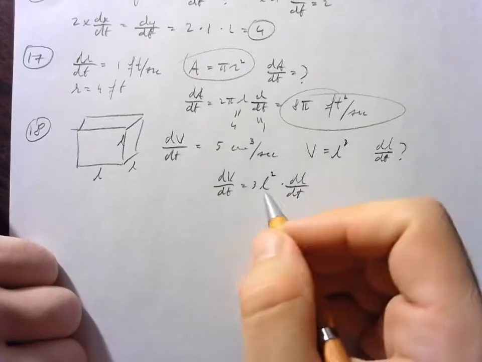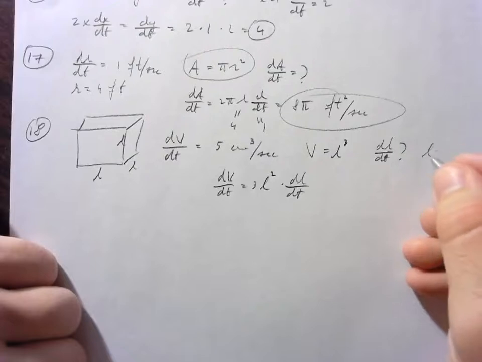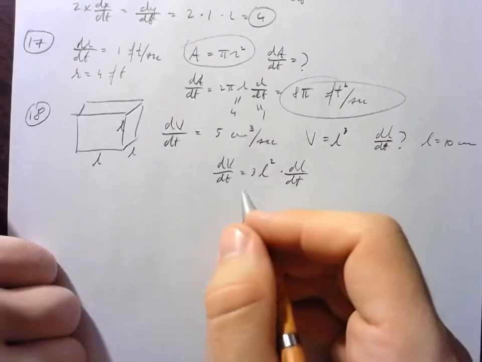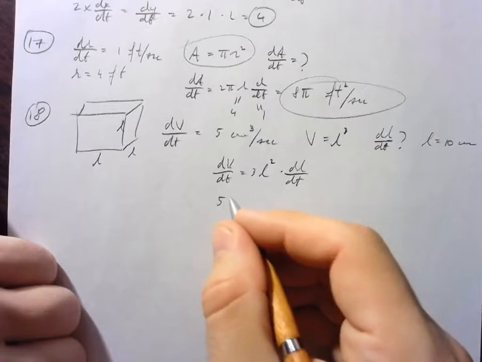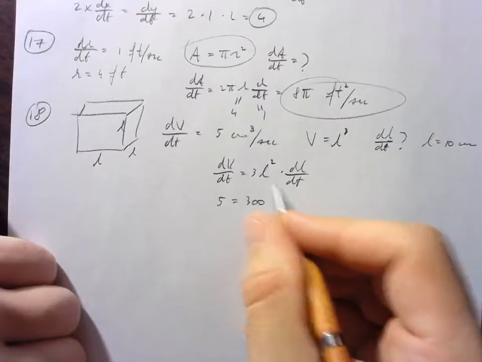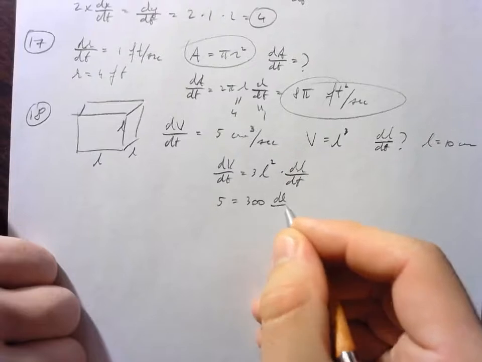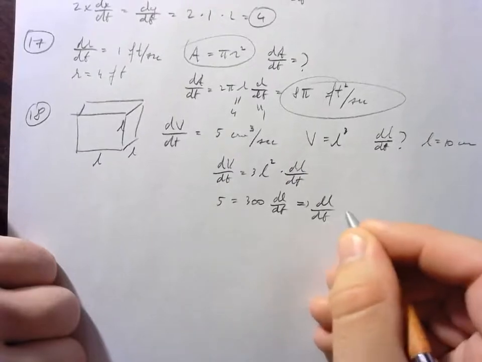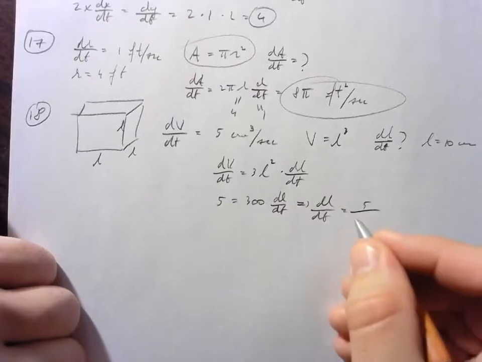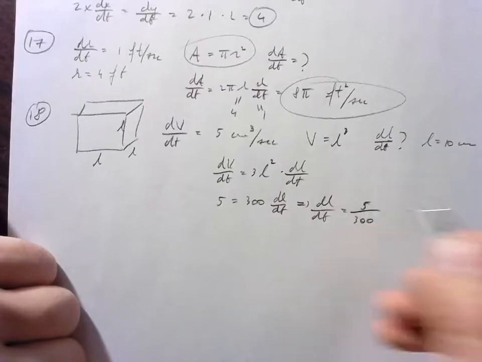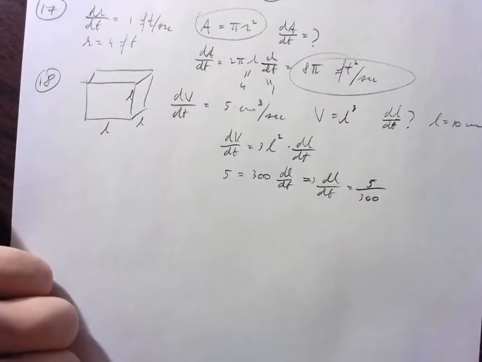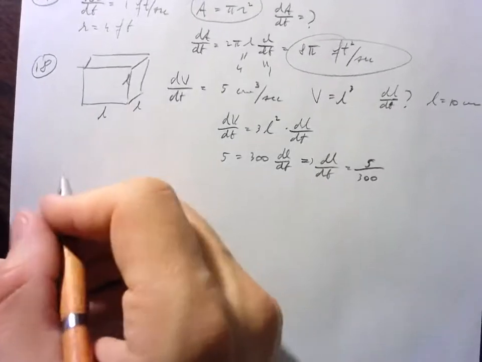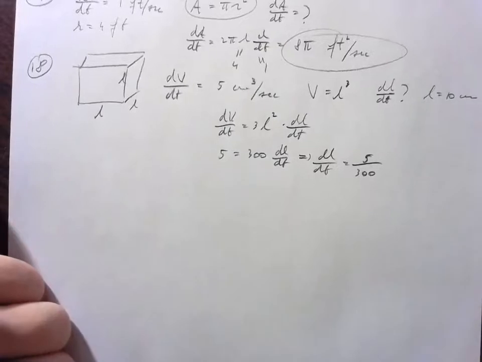And I'm told that I want this when L is equal to 10 centimeters. So I plug in 10 for L, so dV/dt, which is 5, should be equal to 300 dL/dt, which means dL/dt is equal to 5 divided by 300, and you can simplify that, but basically this is what we have. And the next part of the question is how fast is the surface area changing?